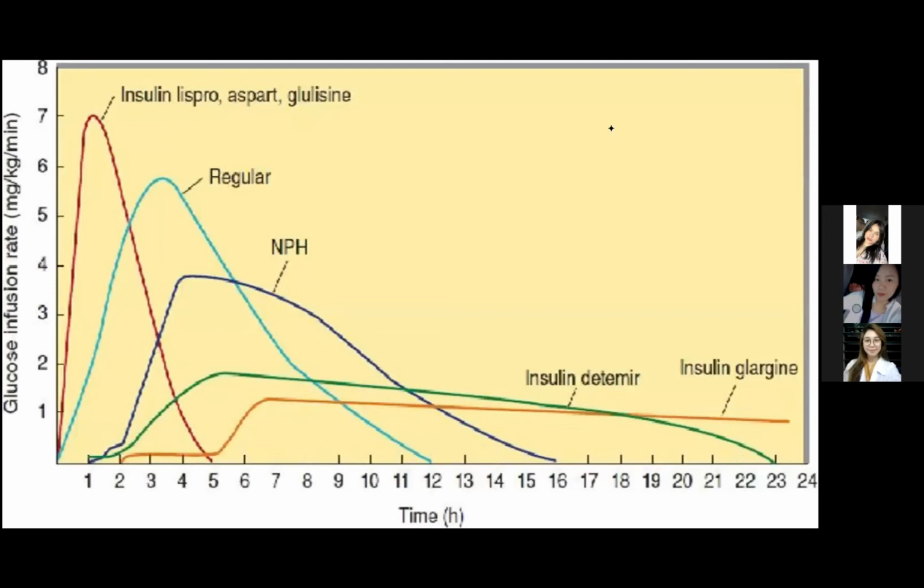The types of insulin are compared by the rate or concentration of action and their duration of time, through the glucose infusion rate in milligrams per kilogram per minute against time.